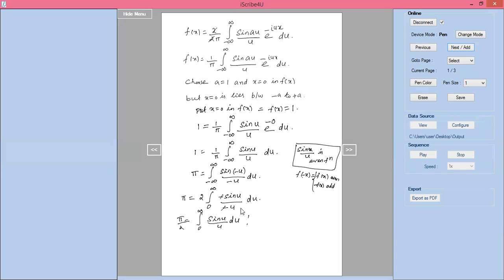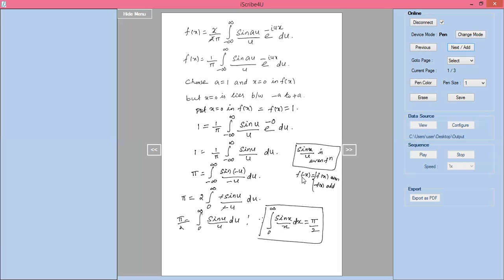Now I'll replace u by x, because the solution should be given in terms of x. That is sine x divided by x. The integration from 0 to infinity of sine x by x into dx equals pi by 2. What I have done here is just replace u by x, which is the required solution for the given problem.